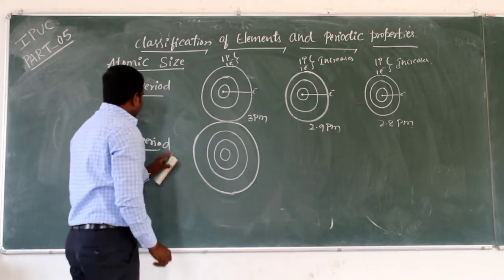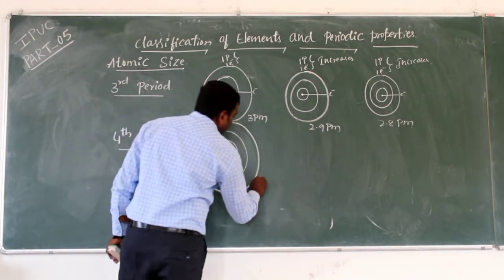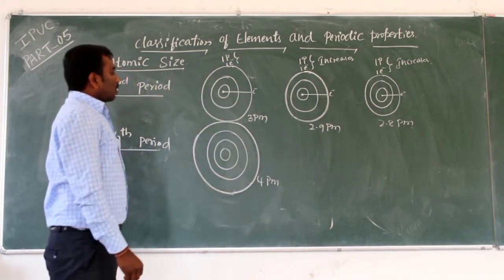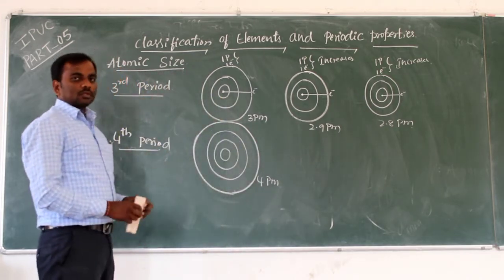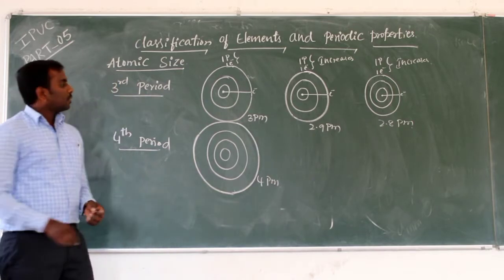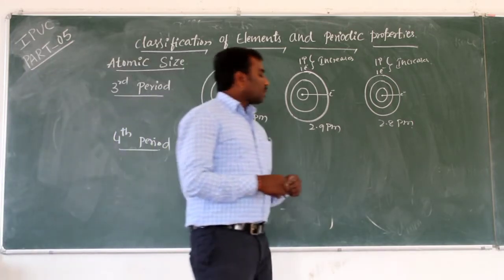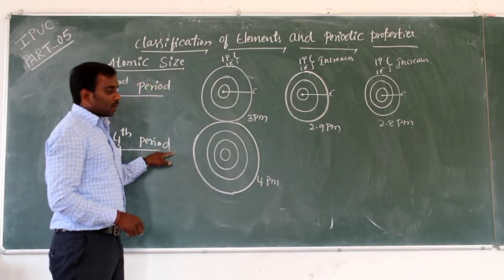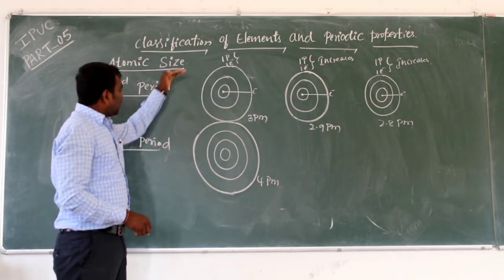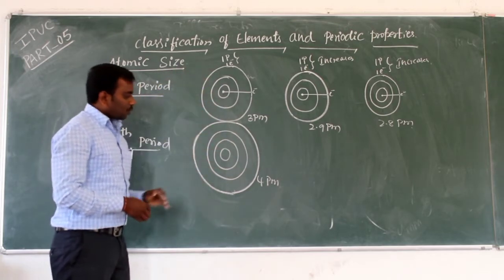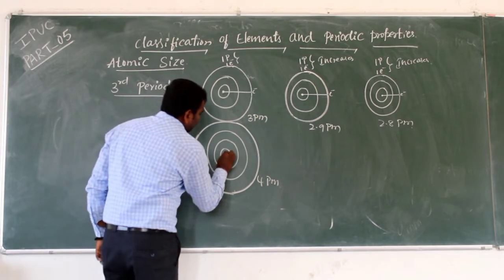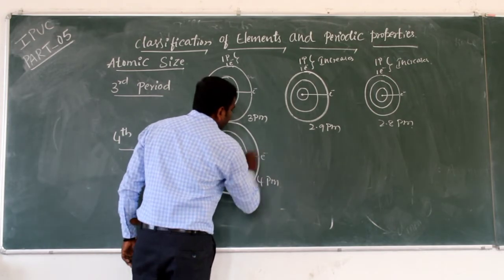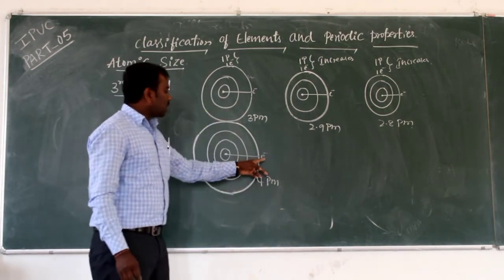See, this is the fourth period. The fourth period has 4 picometer. See what happens? Already I told you, compare the third period and the fourth period again. Now we discuss down the group. This is the nucleus, and this is the outermost electron, the valence shell. The valence shell is the outermost electron.